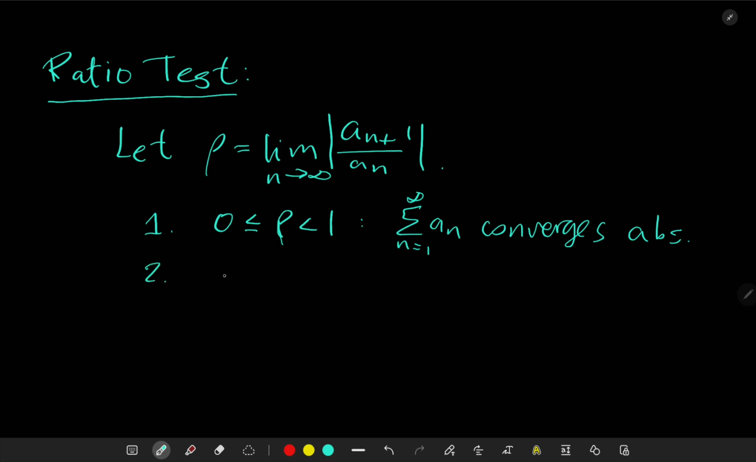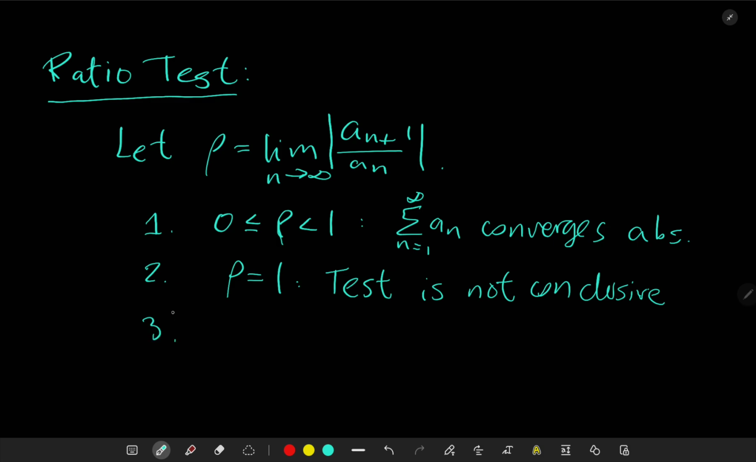At rho equals 1, the test is not conclusive. So we don't know, and at that point we have to analyze the situation in a different way. And now if rho happens to be strictly greater than 1, then the series diverges, period.